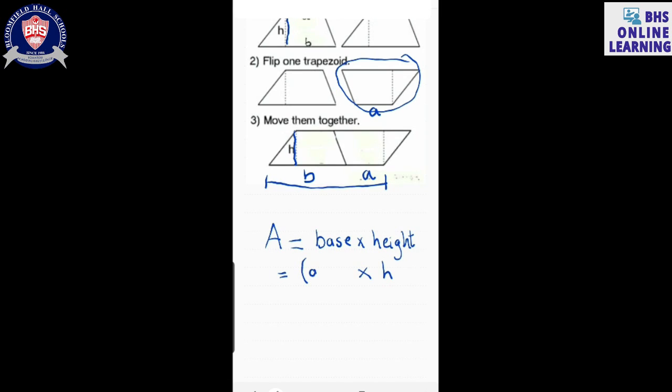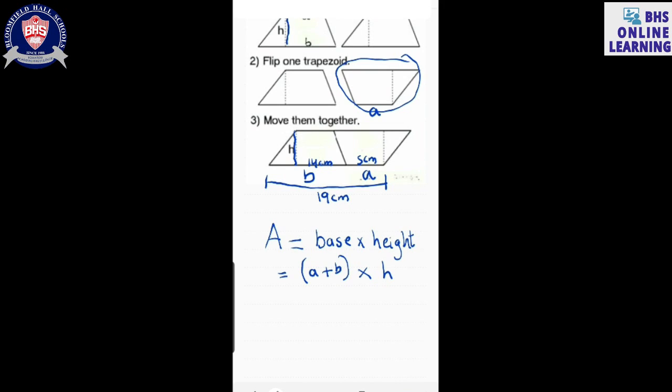So can I write A plus B over here? Because for example, if this length is 14 centimeters and this one is 5 centimeters, the entire length is 19 centimeters. That's why the entire base is 19 centimeters. So that's why we write A plus B over here.